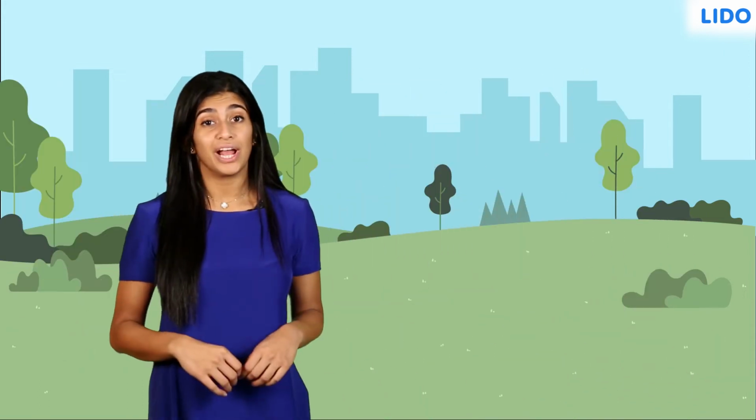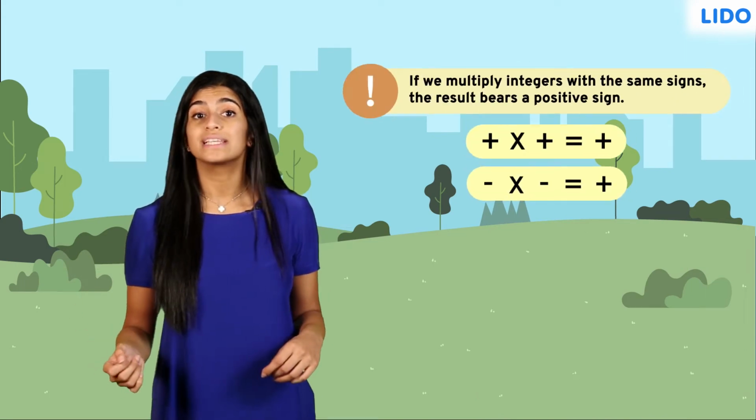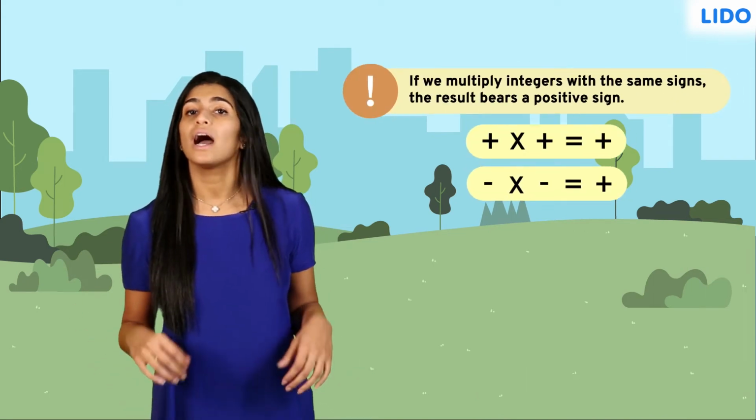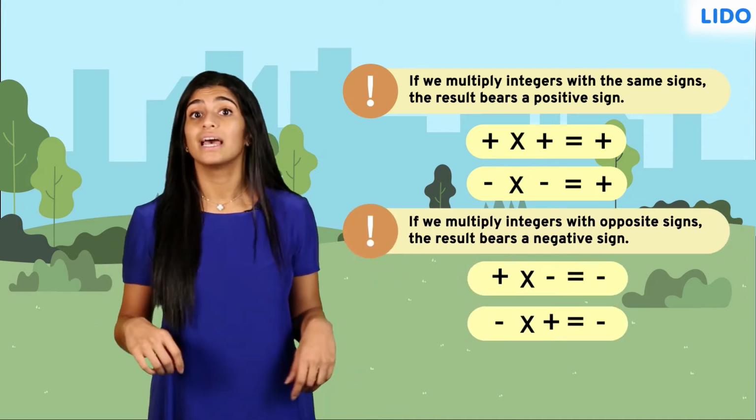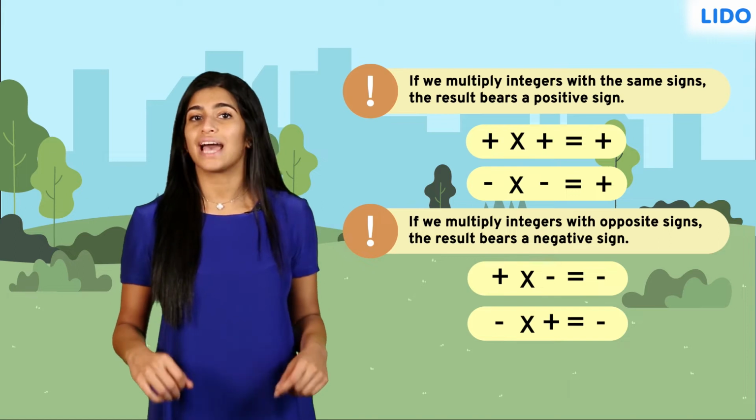So, in a nutshell, if we multiply integers with the same signs, the result bears a positive sign. If we multiply integers with opposite signs, the result bears a negative sign.